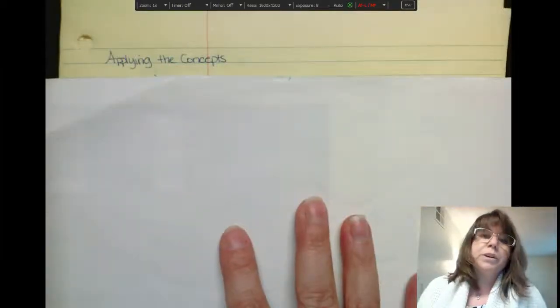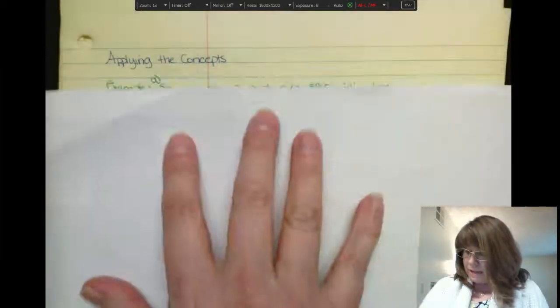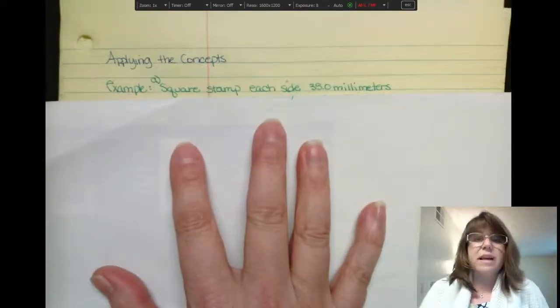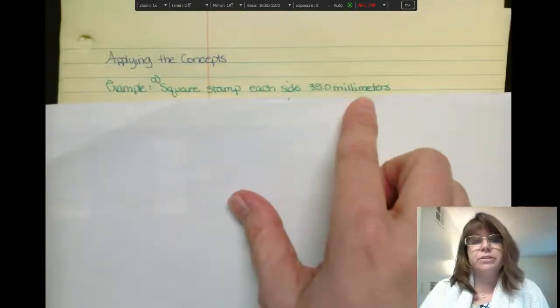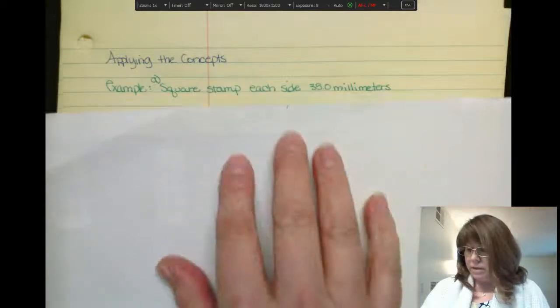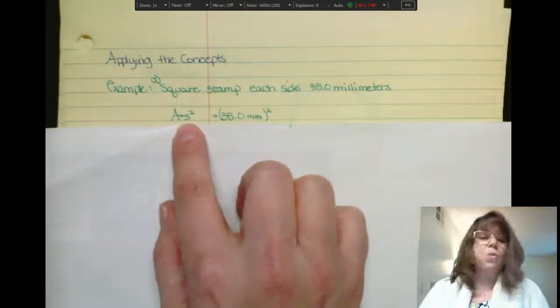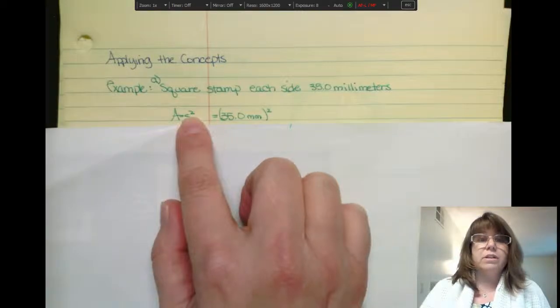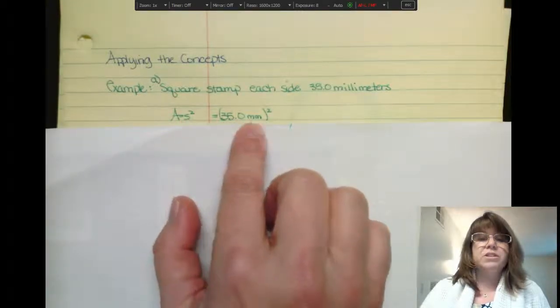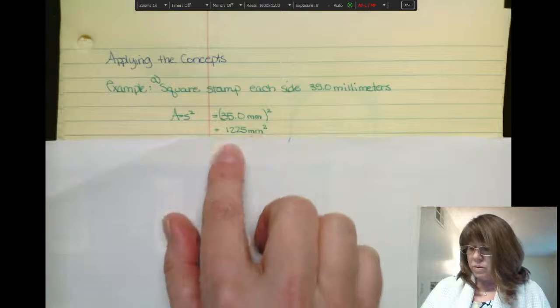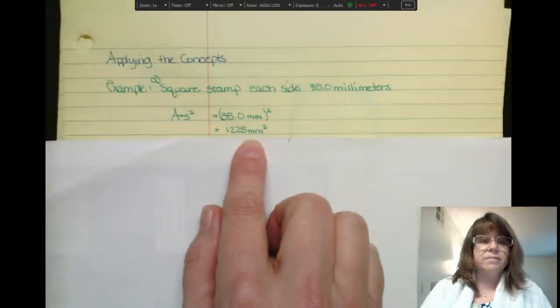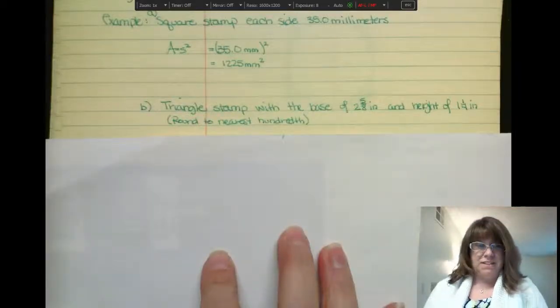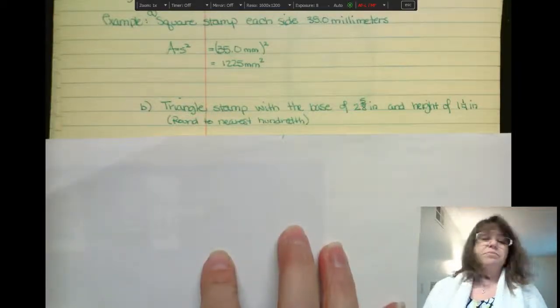Now let's apply what we've learned so far, and let's say we have a square stamp, like a stamp you would put on an envelope, and each side is 35.0 millimeters. What would the area be? The area of a square is side squared, so 35.0 millimeters squared is going to be 1,225 millimeters squared.